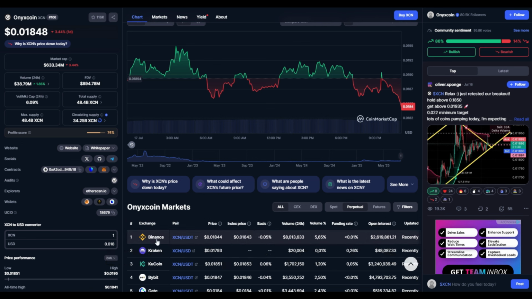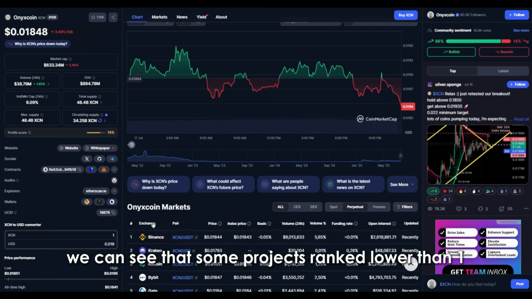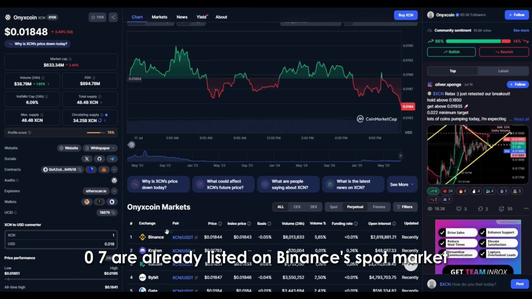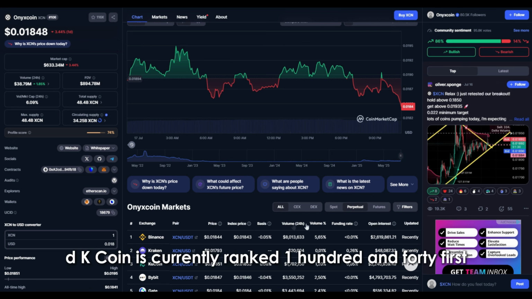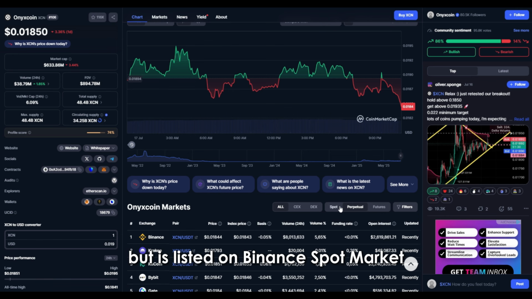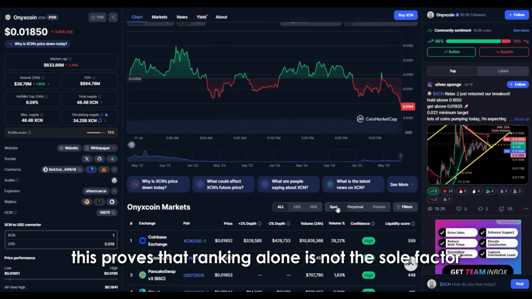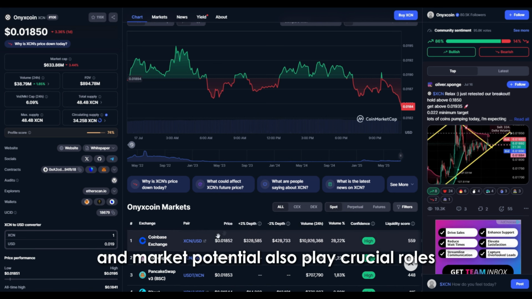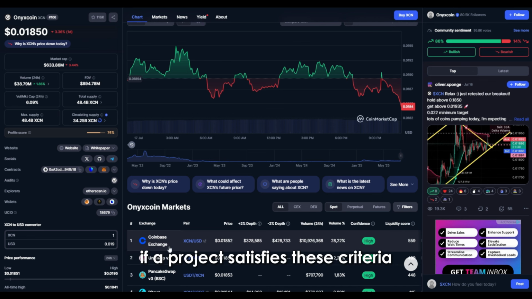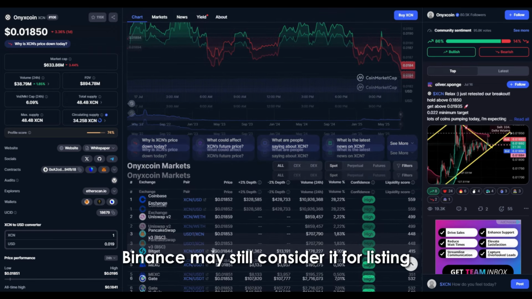On the other hand, when we look at Binance's current spot listings, we can see that some projects ranked lower than 107 are already listed on Binance's spot market. For instance, Zkcoin is currently ranked 141st, but is listed on Binance's spot market. This proves that ranking alone is not the sole factor. Community interest, investor backing, technological contributions, and market potential also play crucial roles. If a project satisfies these criteria, even without a top 100 ranking, Binance may still consider it for listing.